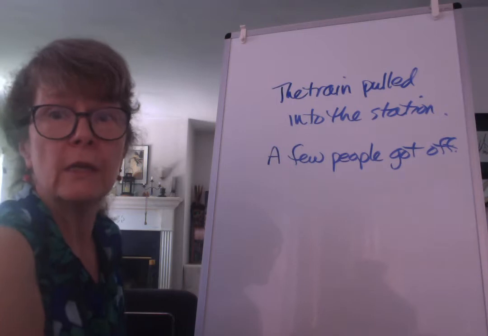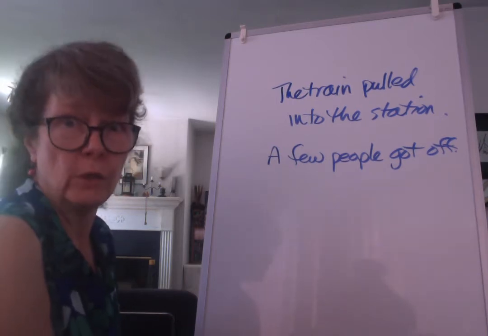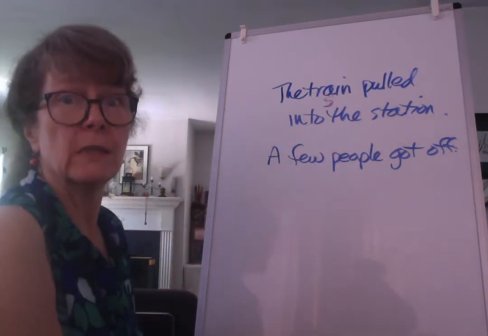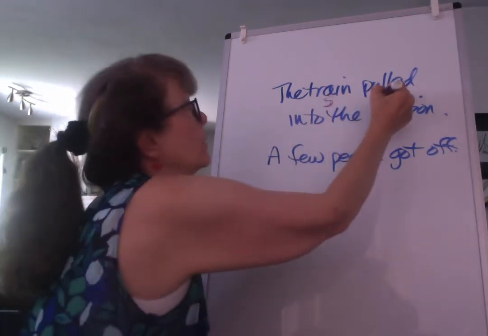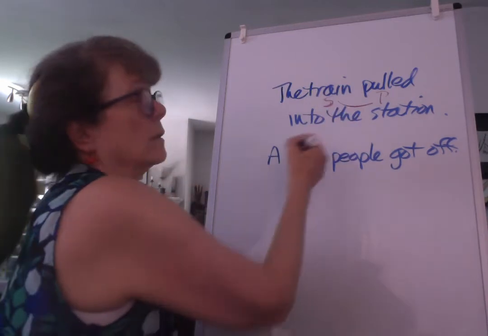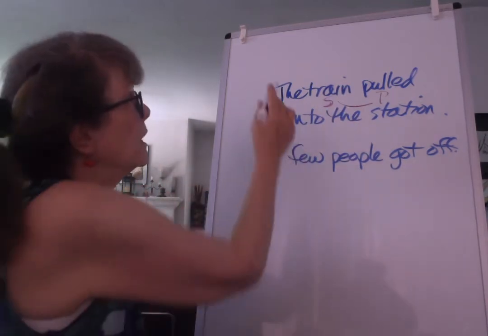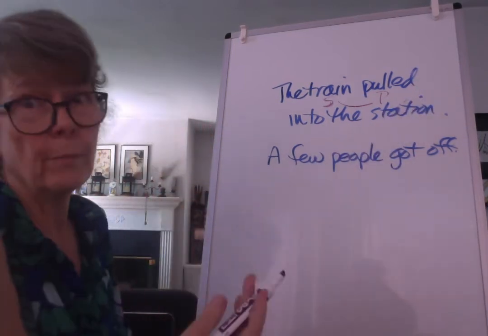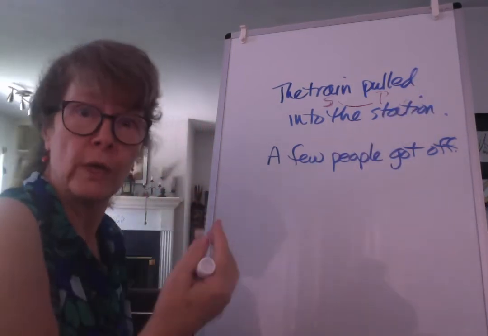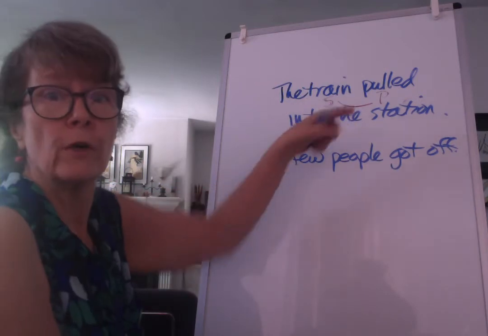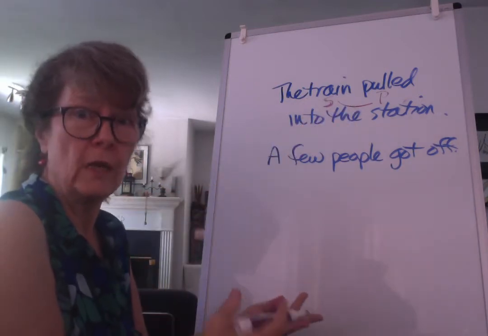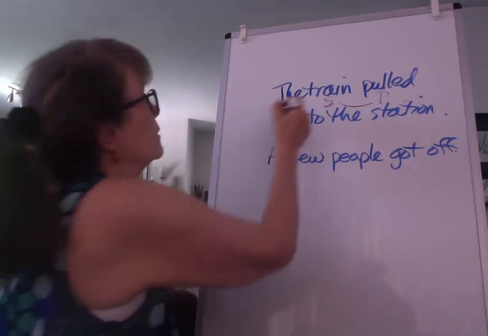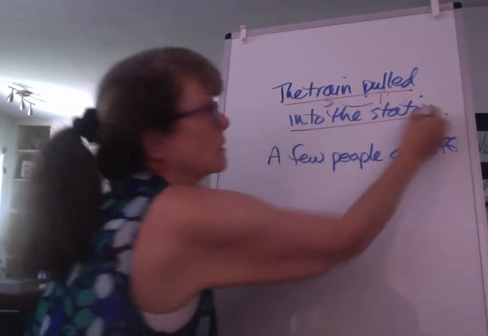The train pulled into the station. Who or what is doing something? It's the train. What did this? So that's the subject. What did the train do? It pulled. Okay, so we have a subject and a predicate. We check all the other nouns. Station is a noun, but it's not a subject because it's not doing anything. So we have a group of words with a subject and a predicate that expresses a complete thought. The train pulled into the station. So that's a main clause.